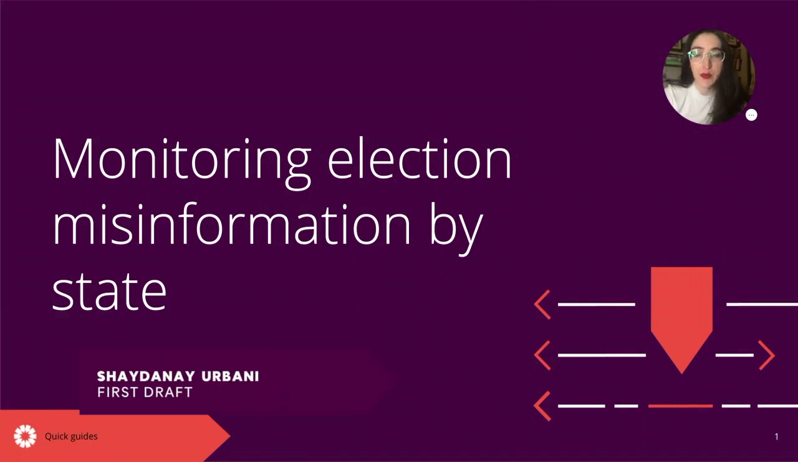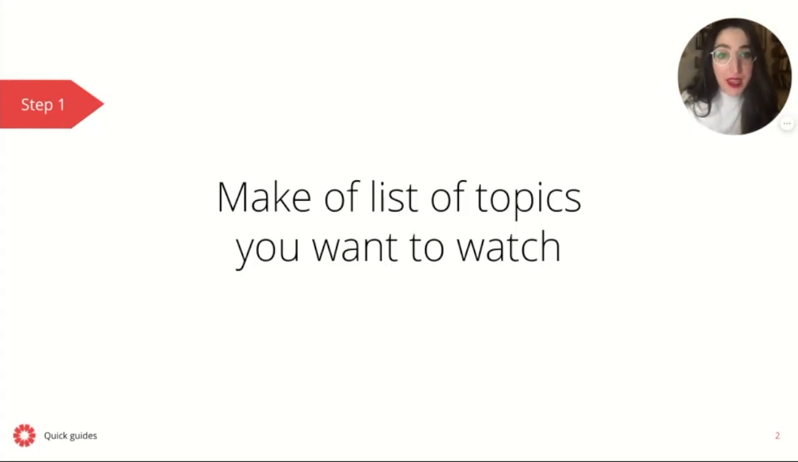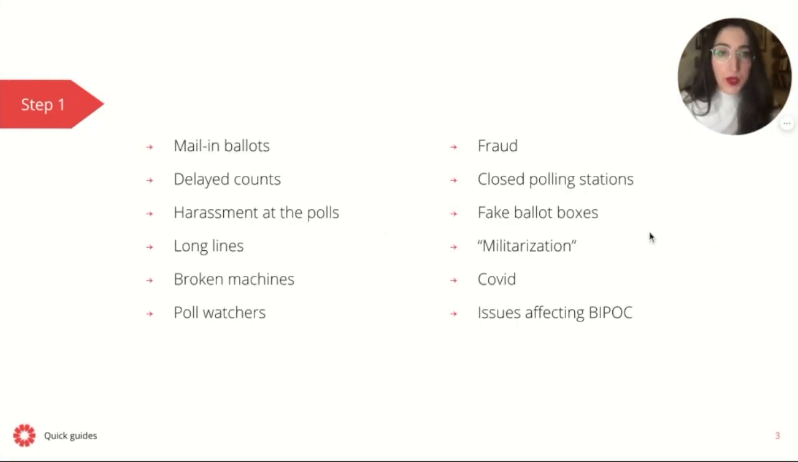One of the tricky things about tracking misinformation about the election in the US is that all the states are different. Here's a super quick guide to finding local misinformation on social media. Step 1. Make a list of the topics you want to follow. We see some of the same rumors every election cycle.